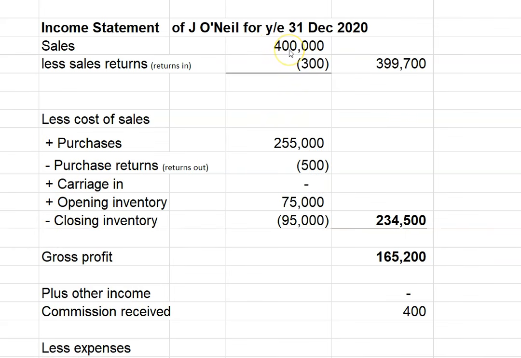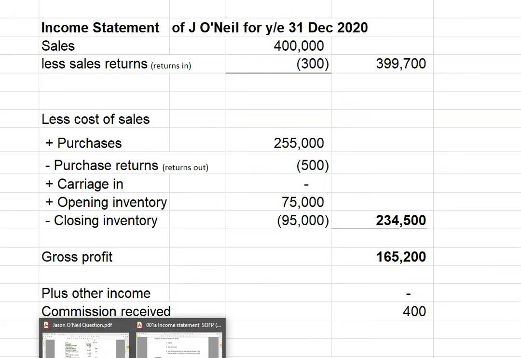So picking the amounts from the trial balance, you just put them in like that. Put the amounts in and then work out. I'm using two columns here, and our gross profit is 165,200. And all those figures came from the trial balance.